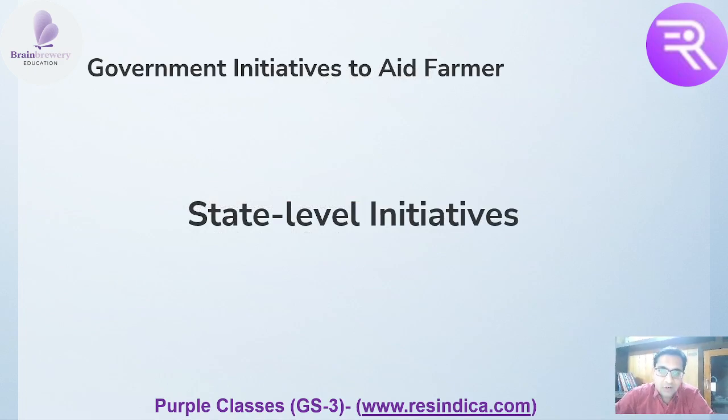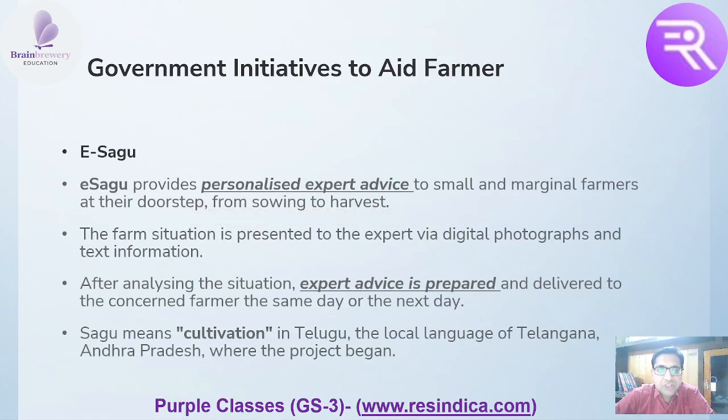Okay, now we are moving into certain state level initiatives that are being run in our country. So some state level initiatives are ESAGU. It is personalized expert advice to small and marginal farmers at their doorstep. From sowing to harvest, they will be providing you with proper personalized advice. Expert advice is prepared when you send digital photographs and text information, then your expert advice will be prepared for you and delivered to the concerned farmer the same day or the next day.